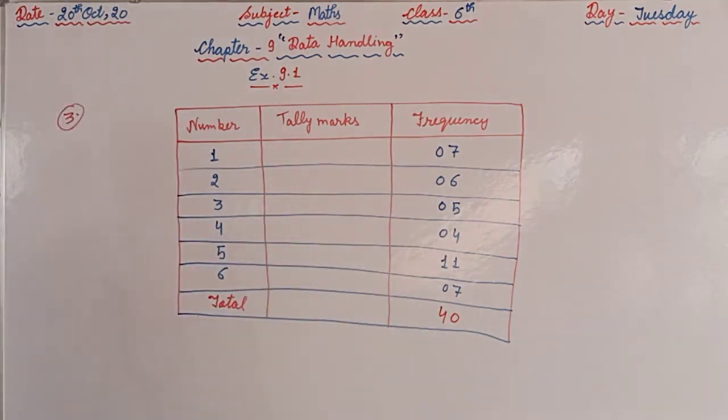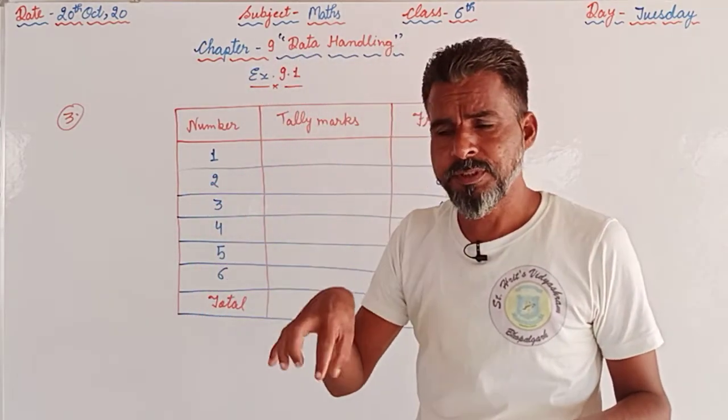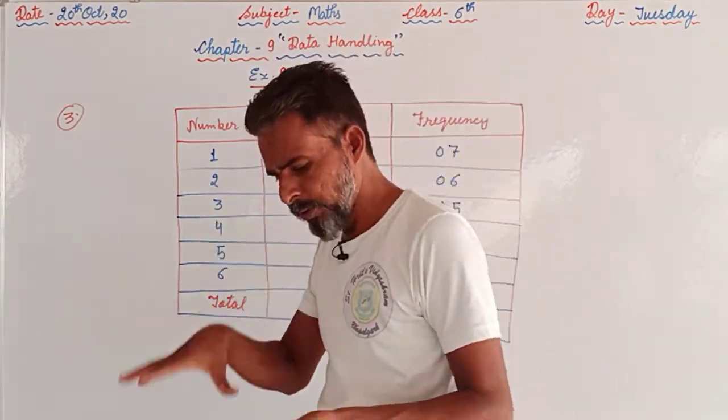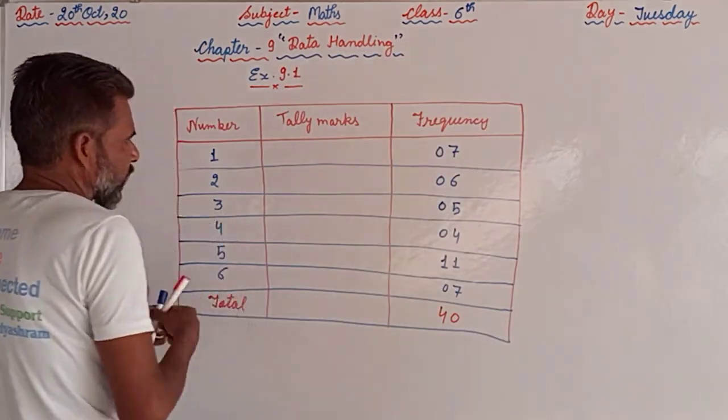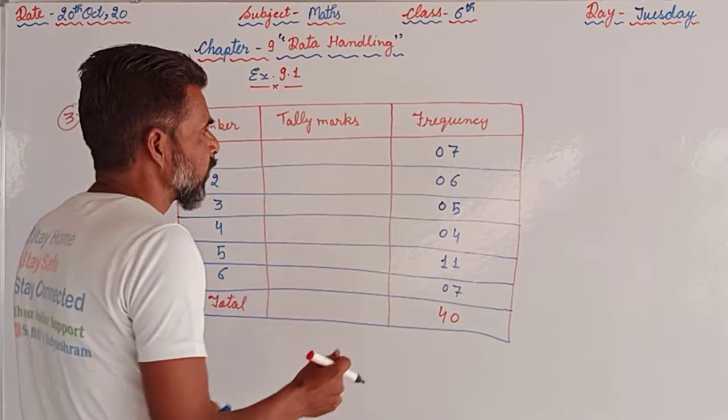There is no need to count in this box, because that is given in the first line: Catherine threw a die 40 times. So we have used each and every observation given in this question, and we have prepared the table using the frequency.